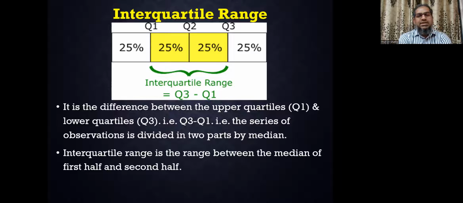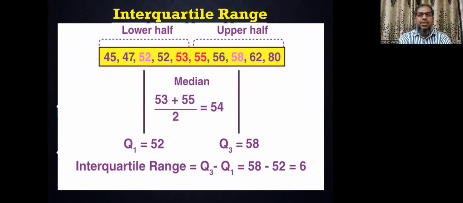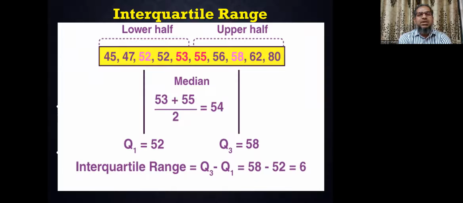So interquartile range is the range between the median of the first half and the second half of the data. Now let us see this with an example. Here you can see that there are two halves, one is the lower half and the second one is the upper half. So what is the median for the lower half? The middle value, that is 52. And what is the median for the upper half? That is 58, the middle value. Or you can say it is the third value of each half.